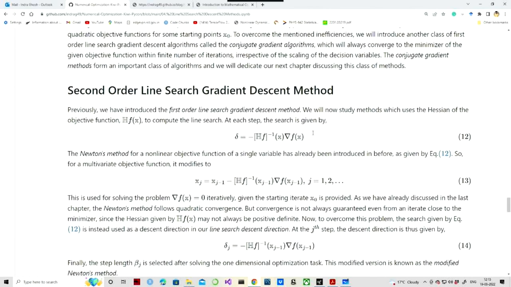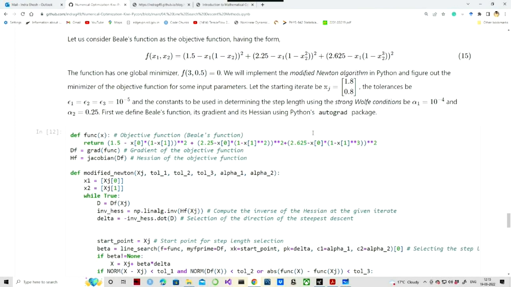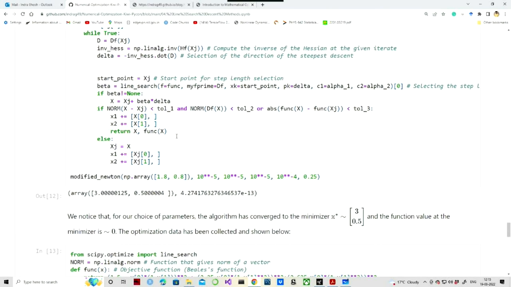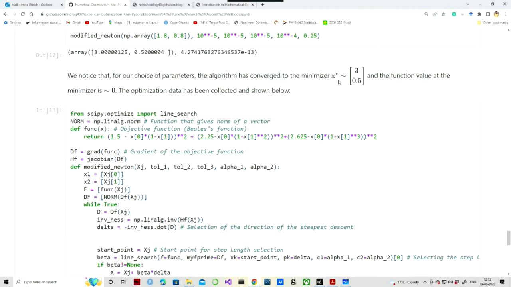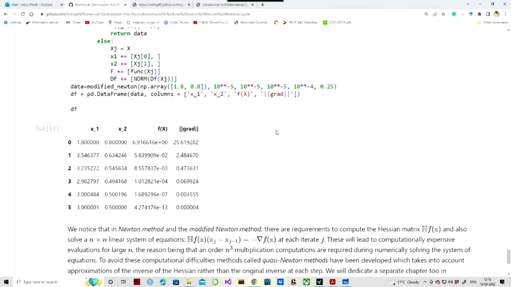Okay, so this algorithm is actually called the modified Newton's algorithm, where we use this particular delta j, and that's what I defined here in this function, define modified Newton. Once you have that function, you can calculate the minimizer. We see that the minimizer ends up with the value 3, 0.5. And if you want to calculate the steps and collect them again, you can do that. And here they are.